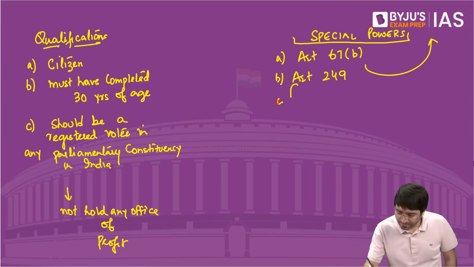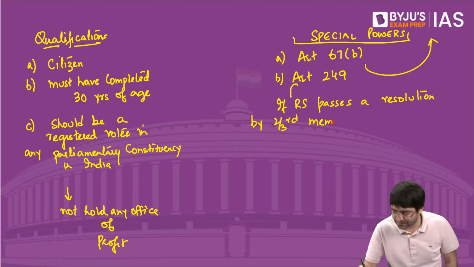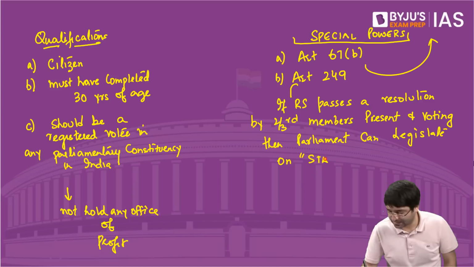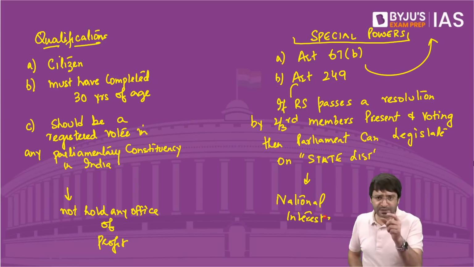Dear Rajya Sabha, if Rajya Sabha passes a resolution by 2/3 members present and voting, then Parliament can legislate on state list in national interest. A special power is given to Rajya Sabha.